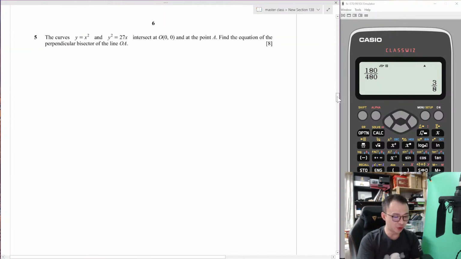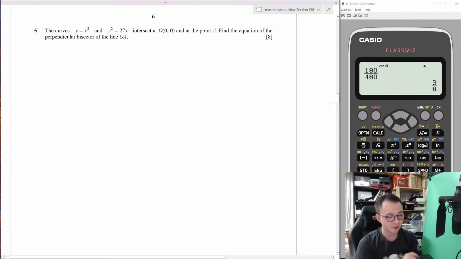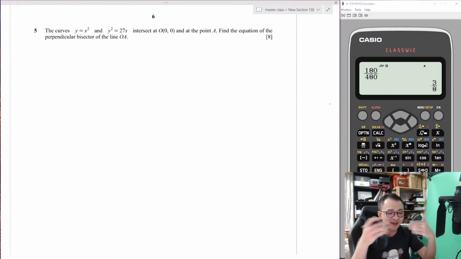So let's move on to number 5 here. The curve y equals x squared and y squared equals 27x intersect at two points, O and A. Find the equation of the perpendicular bisector of OA. So right now I want to find the intersection point first.